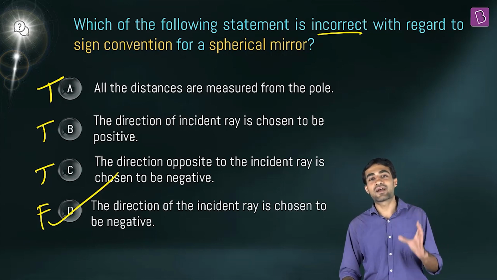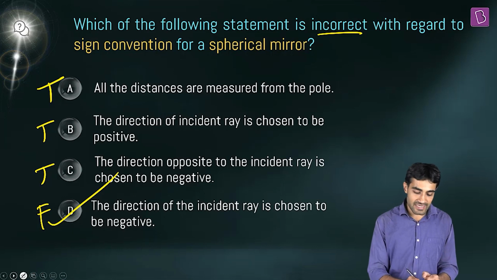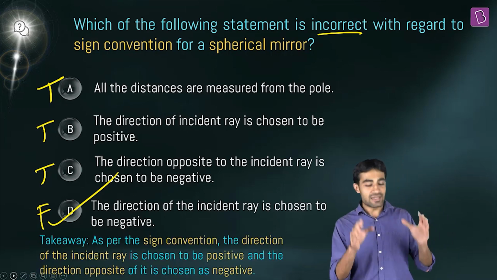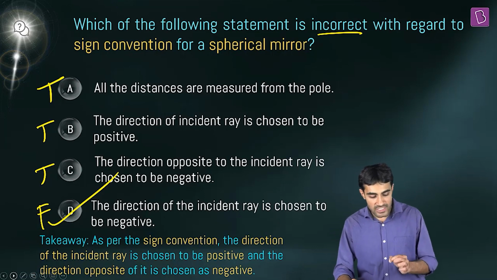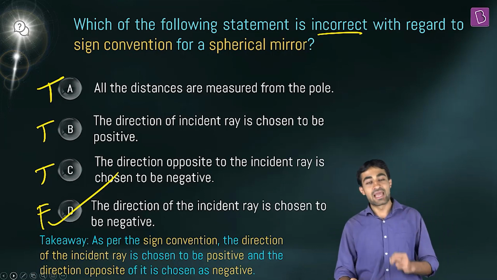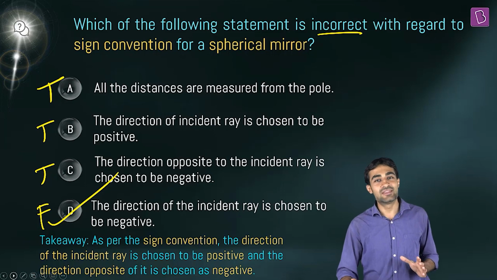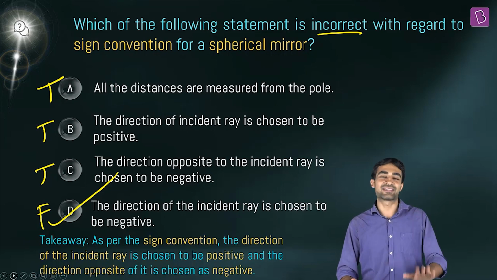What is the key takeaway for this question? The key takeaway is, as per the sign convention, the direction of the incident ray is chosen to be positive and the direction opposite to it is chosen as negative. This is clear? Okay, it is clear.